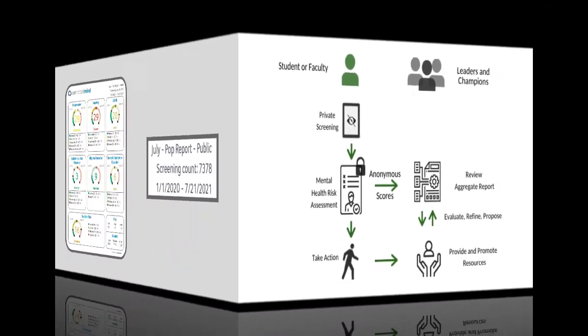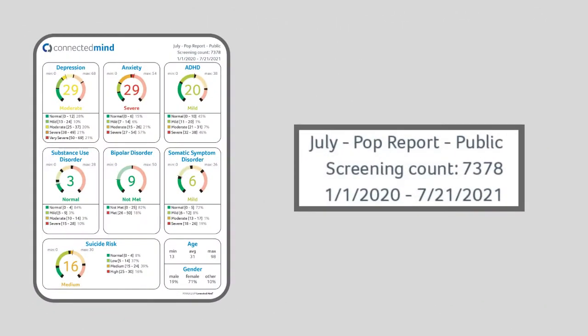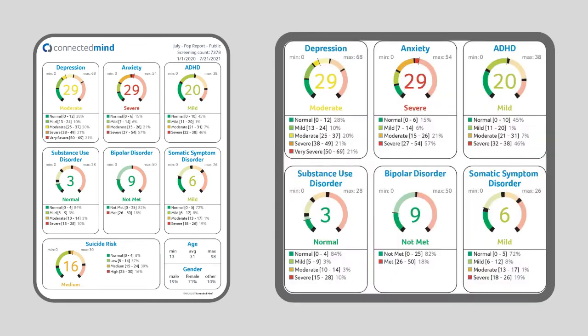Let's go through the information on the Aggregate School Report. The header displays the title of the report, the number of completed screenings, and the report date range. Please note that at least 10 screenings must be present to run the Aggregate Report, ensuring anonymity. The first 6 cards show the aggregate results corresponding to each mental health condition in the screening.